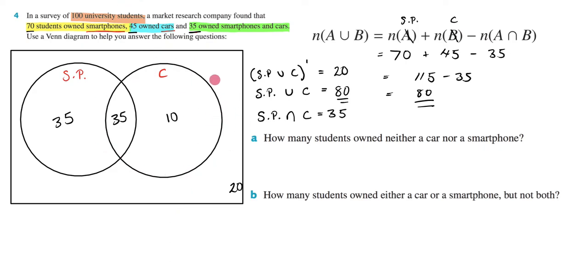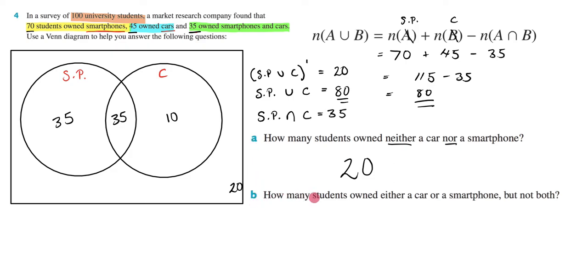Perfect. So now that we've filled out my Venn diagram, we ask ourselves: how many students owned neither a car nor a smartphone? The way we can do that is simply, well, if they own neither, it won't be anything here. It won't be here at all. It will be on my outside. It will be 20. So my answer to 4A will be 20.